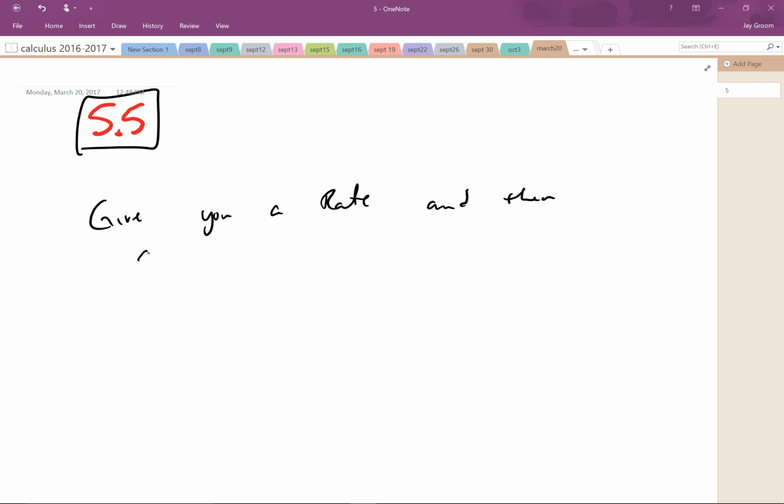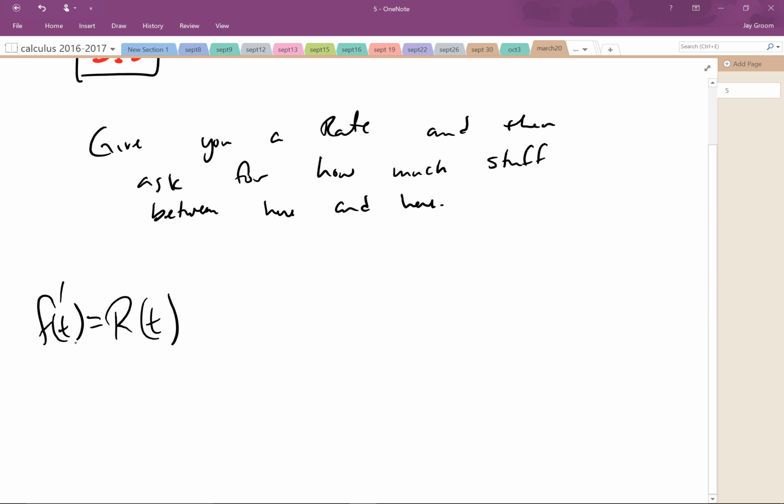But what is this really? It is some derivative, if you will, of some f. True that? So how are we going to get this? We're going to take the integral of this f prime of t, or that rate, from some a to b. Big surprise.